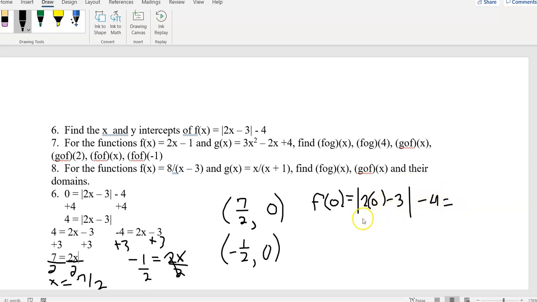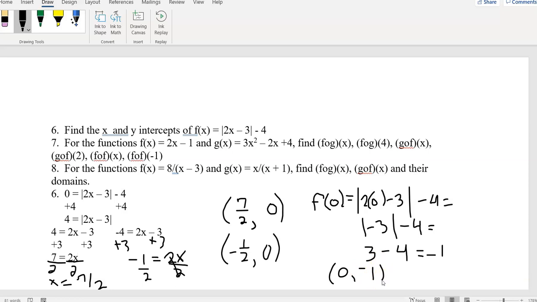The 2 times 0 is going to go away. So we'll have the absolute value of -3 minus 4. Remember that absolute value always makes things positive. So this is 3 minus 4, or -1. And then let's write that as a point. The y-intercept is actually x value 0, y value -1. All right, so let's go to 7.